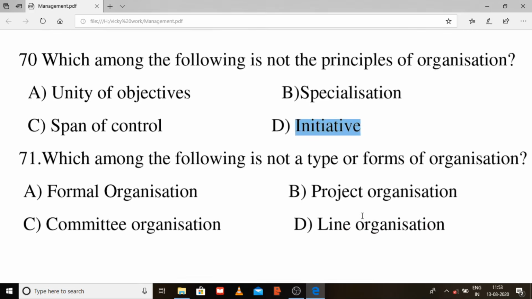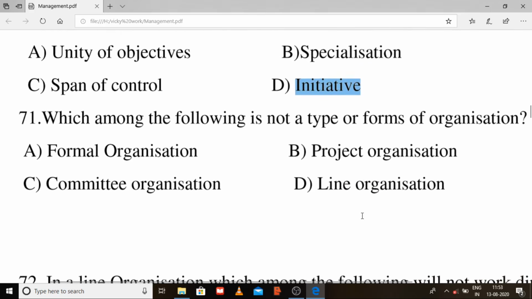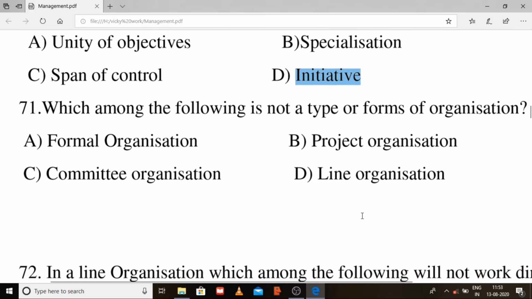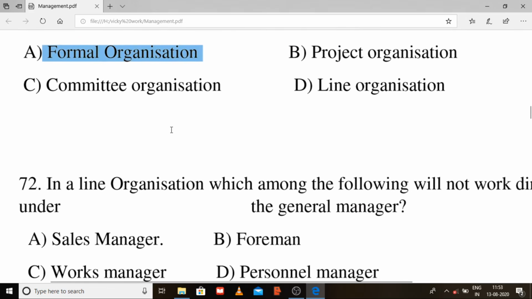71. Which among the following is not a type or form of organization? Formal organization, project organization, committee organization, line organization. Formal organization is not a type or form of organization. Option A is the right answer.